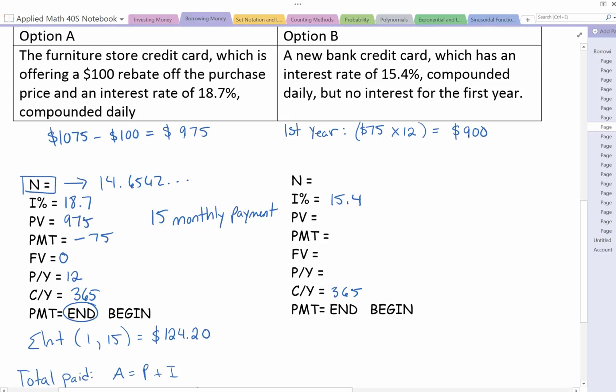So take that $900 off, so your second year, all you have left to owe is $1,075 minus $900, which would be $175. So you're paying interest only on that $175. So that's what we're going to put in for PV. Okay? Because that's all that's left to put on this bank credit card, $175.